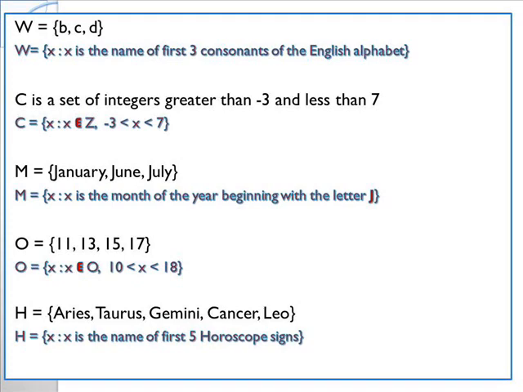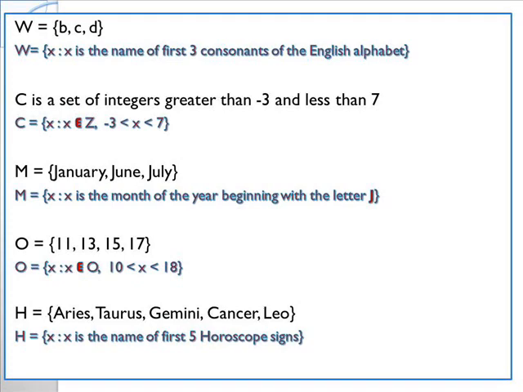Then we have a set of months in which we have January, June and July. All the months are beginning with the letter J, so we will write x such that x is the month of the year beginning with the letter J.